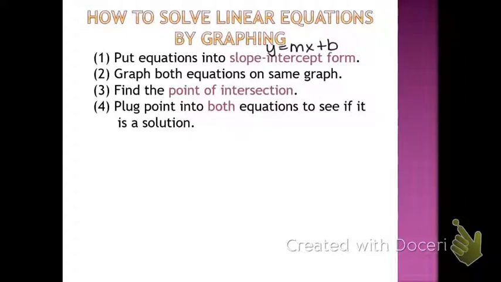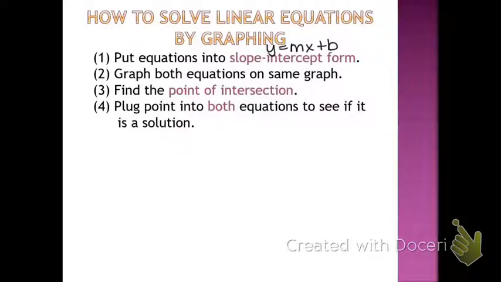Now, look at step 2 though. It says graph both equations on the same graph. Why would it be necessary to graph both equations on the same graph? Well, we got to find the solution, and what did we write into our notes already today? What is the solution to a system? The point of intersection. If the two lines aren't intersecting, we can't find a solution.